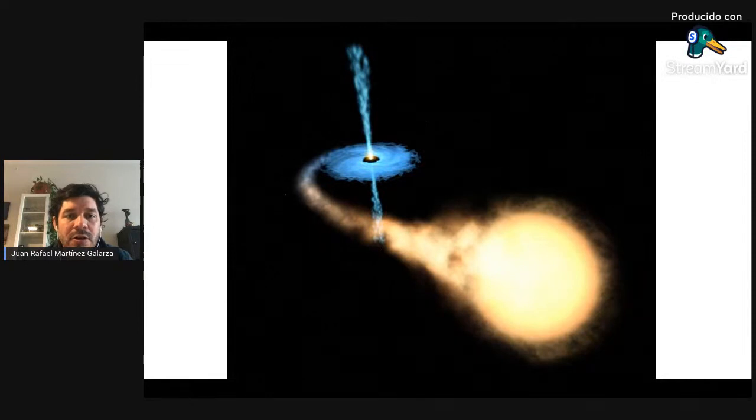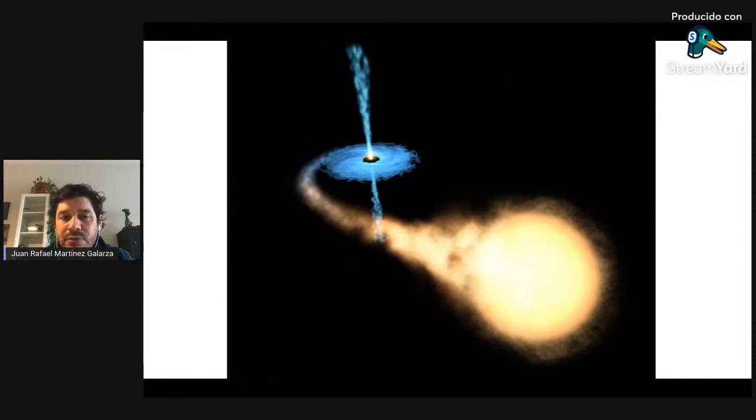So I'm going to start talking today about X-ray binaries. I've mentioned these guys in the past, but today I want to focus a little bit more on what they actually are. And what you see here is, of course, an artistic depiction of what we believe is actually happening in a system like this. Basically, there is a compact object here, which can be either a black hole or a neutron star or even a white dwarf, a very compact object that happens to have a companion.